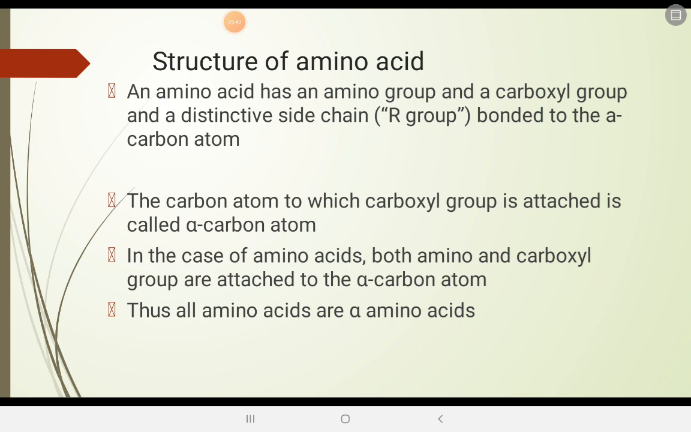In the case of amino acids, both the amino group and the carboxyl group are attached to the alpha carbon atom. Thus, all amino acids are alpha amino acids. The carbon atom to which a carboxyl group is attached is called the alpha carbon atom.